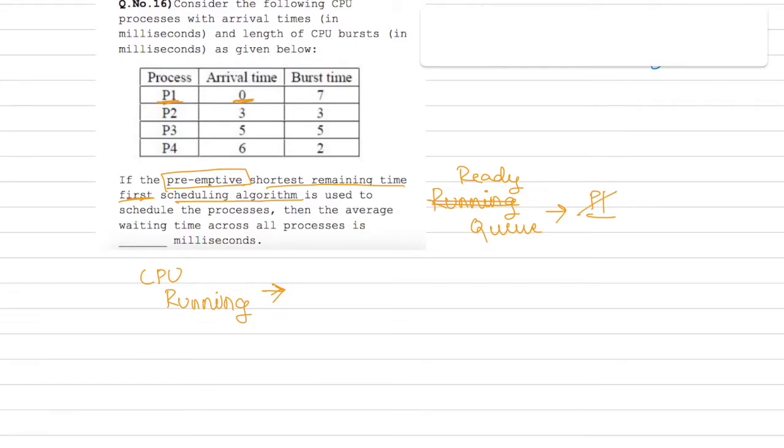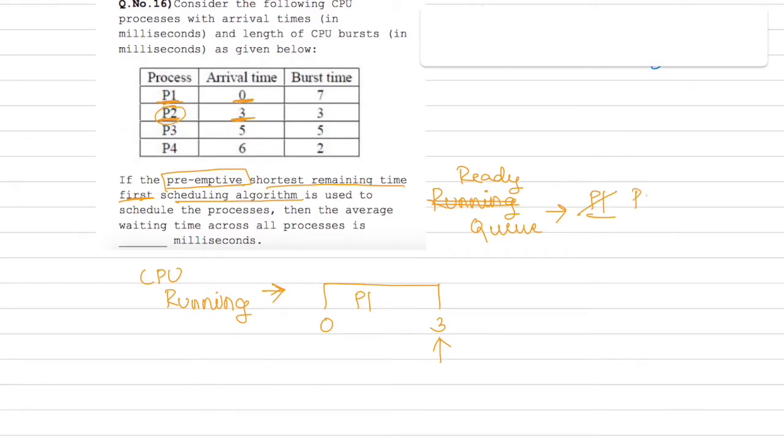Now P1 doesn't have any competition, so it immediately gets selected to run with the CPU at the 0th second itself. So this is my P1. And now P1 will run for the next 3 seconds till P2 arrives at 3. So till 3, P1 has no competition. At the 3rd second, we have P2 arriving into the system.